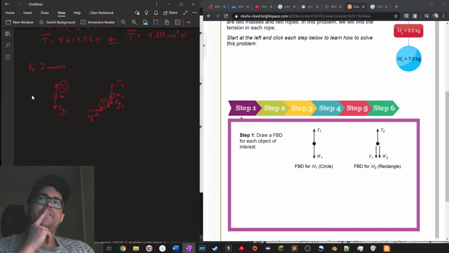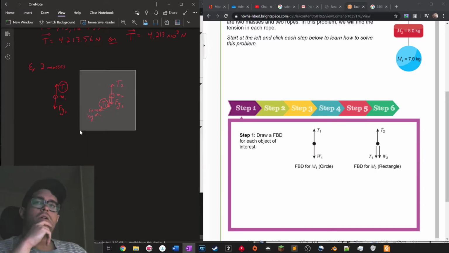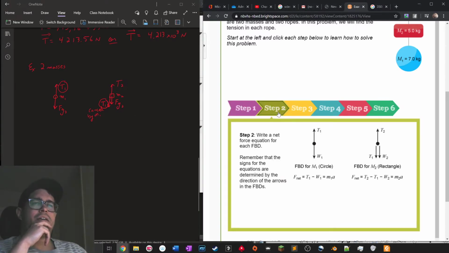So let's take a look at this diagram. M2 has an FG2 force, but it also has a tension caused by something else. In this case, M1. So we're gonna have to figure out part of this first to know what T1 is, and then we'll have to bring that here to find what T2 is. We're doing two problems at once. All right.